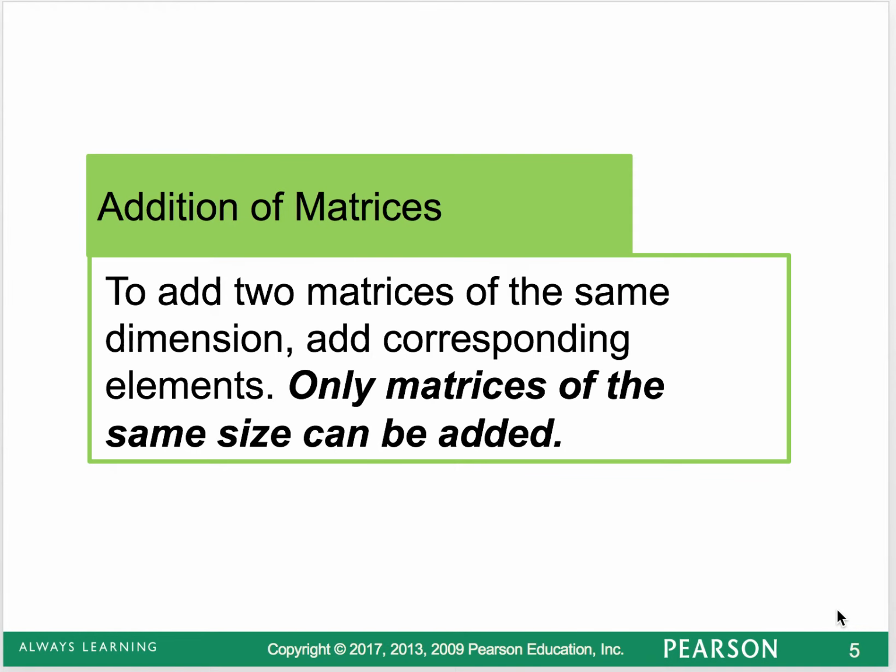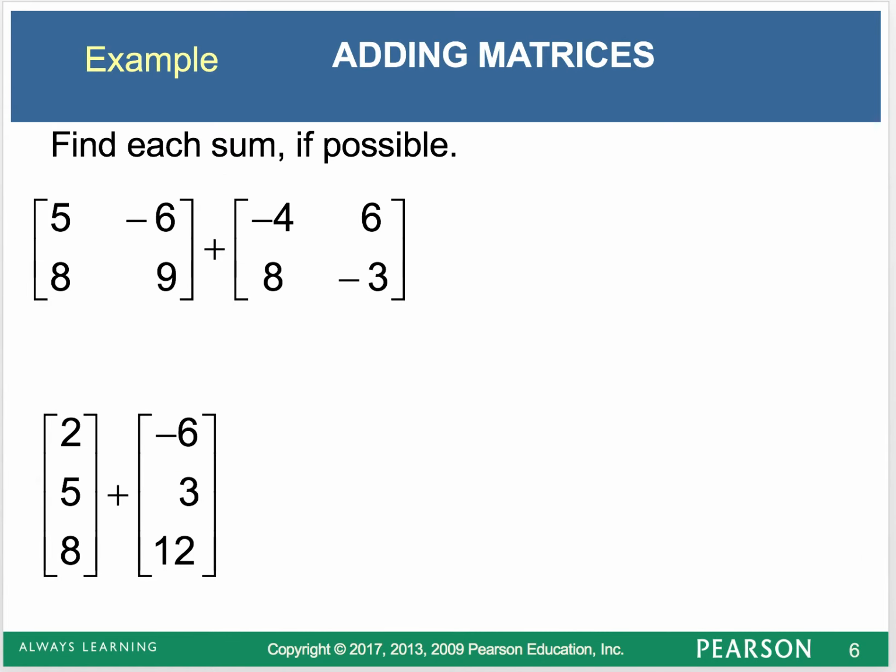If we're going to add matrices, first of all, only matrices of the same size can be added, and then you just add the elements that are in corresponding positions. It's the simplest thing ever. If I'm going to add these matrices, because this is a 2 by 2, my answer is going to be a 2 by 2. If they're not the same size, you can't add them. And you just add the elements in corresponding positions. So 5 plus -4, -6 plus 6, 8 plus 8, 9 plus -3. Right? That's all there is to it. I'm telling you. Sweet.